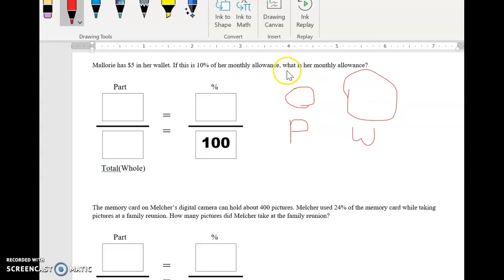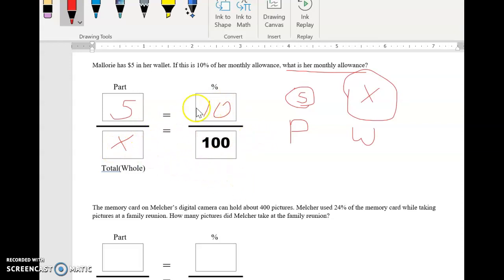Well, let me look at my question. What is her monthly allowance? So if it's asking me for her monthly allowance, what she gets for the whole month, that's what I don't know. That's what's missing. My part is $5 because that's only part of what she gets for the month. So now that I know that 5 is my part, my whole is X, and there is my 10%, now I can solve the proportion.